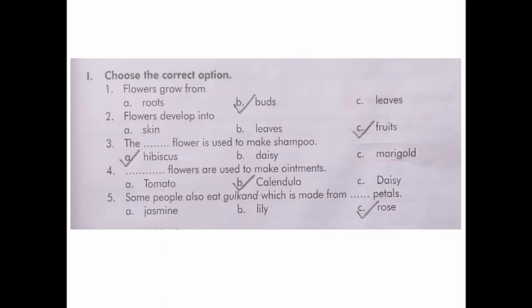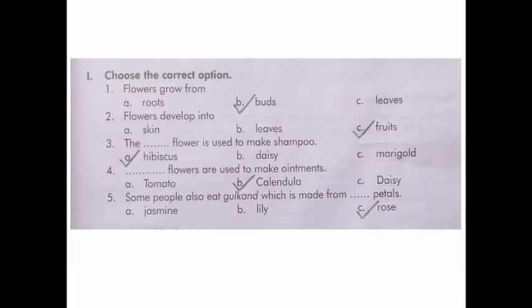Our first exercise is choose the correct option. Number 1. Flowers grow from A. Roots, B. Buds, C. Leaves. Correct option is option B. Buds. Number 2. Flowers develop into A. Skin, B. Leaves, C. Fruits. Correct option is option C. Fruits. Number 3. The dash flower is used to make shampoo. A. Hibiscus, B. Daisy, C. Marigold. Correct option is option A. Hibiscus.